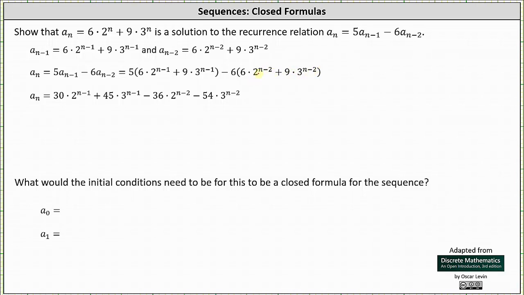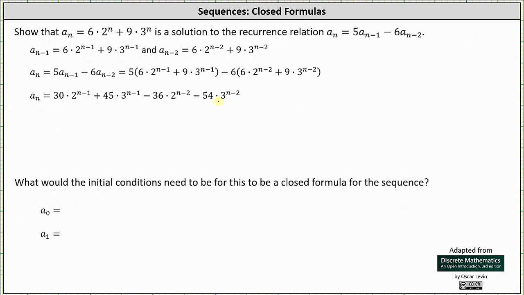From here, we'll clear the parentheses by distributing. Distributing 5 gives us 30 times 2 to the power of n minus 1 plus 45 times 3 to the power of n minus 1. And then we have minus 36 times 2 to the power of n minus 2 minus 54 times 3 to the power of n minus 2.